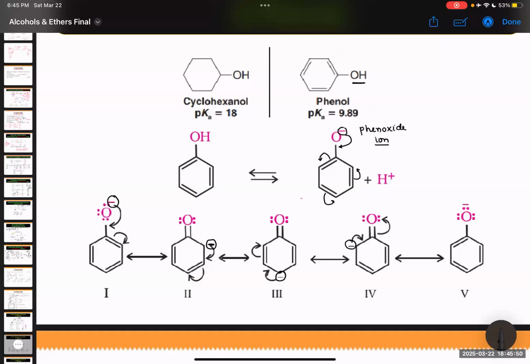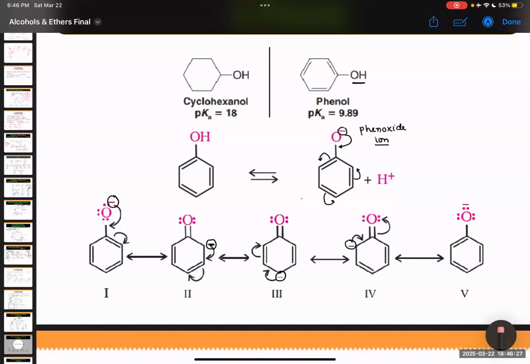So phenol can lose its H plus more easily than a normal alcohol which cannot undergo resonance. Phenoxide ion, which is formed by removal of H plus from phenol, was stabilized by resonance. Got it? If it is stabilized by resonance, then it can lose its H plus more easily, right?